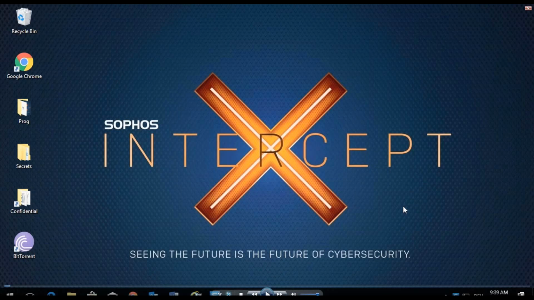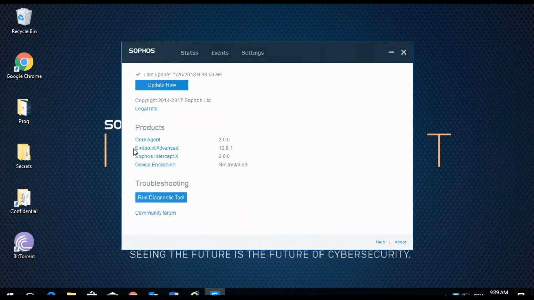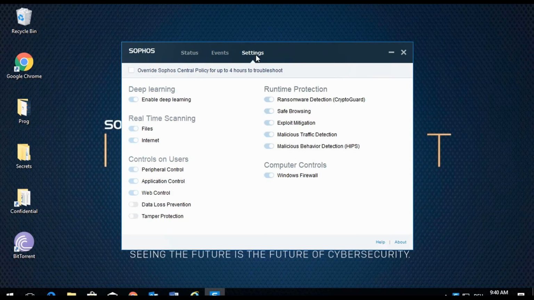So now I'll just start a video with a short demonstration of different attack vectors on your company. So in this endpoint I have running the endpoint advanced. So that's the traditional component with InterceptX, our next gen tool.